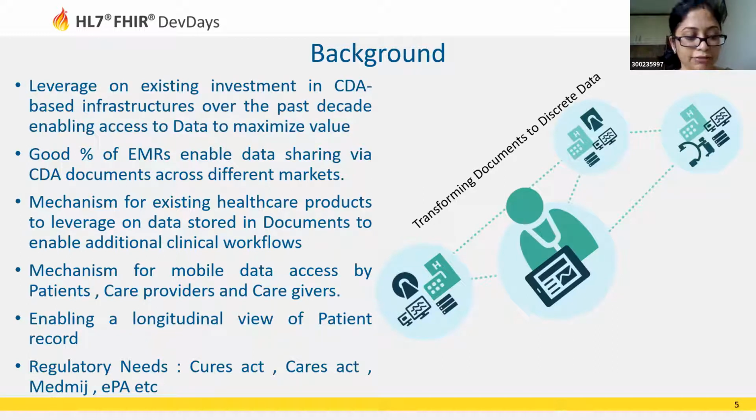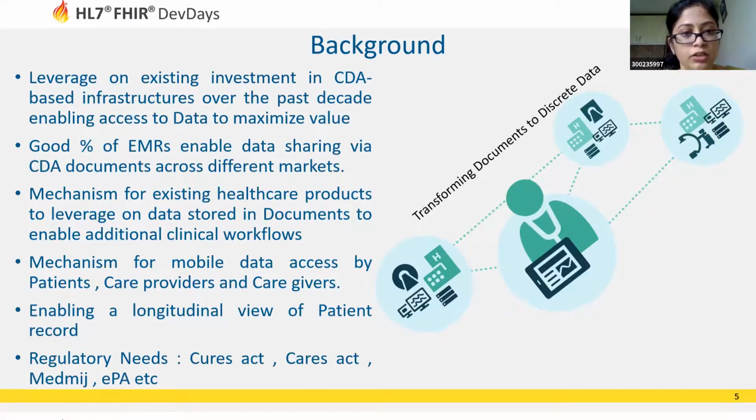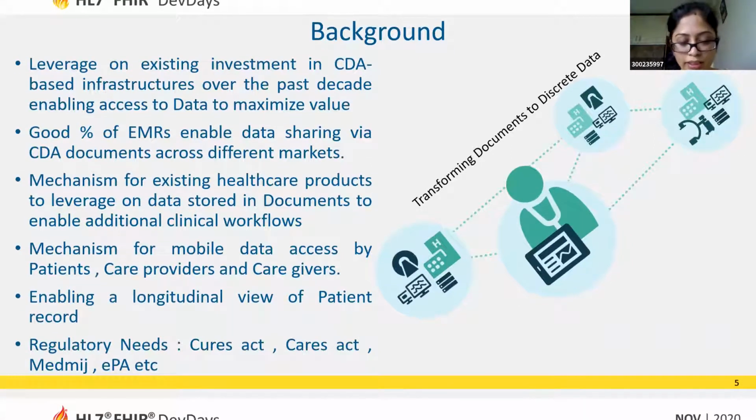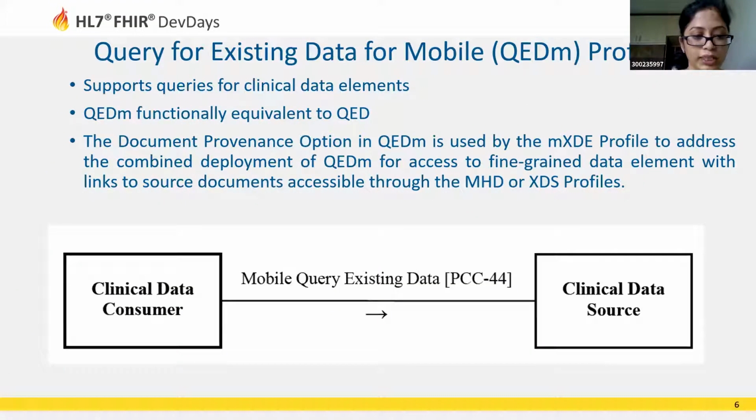So different countries have different regulations on that. An example could be MedMij in the Netherlands, or the equivalent could be the Cures Act and the CARES Act in the North American markets. So that's a little bit about the need: how do we bridge the world of the CDA documents and the FHIR world, and enable simplified data access to all the data that exists in the existing infrastructure.